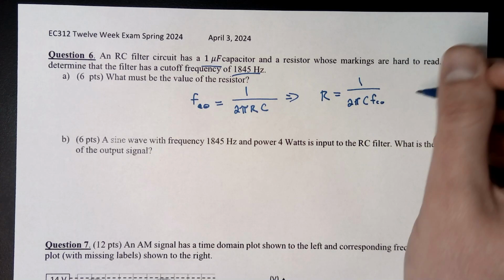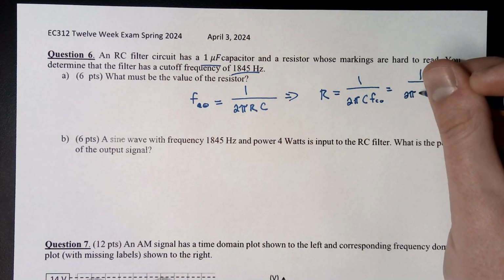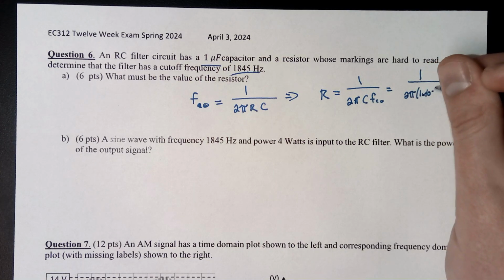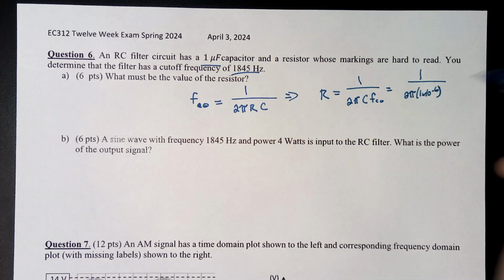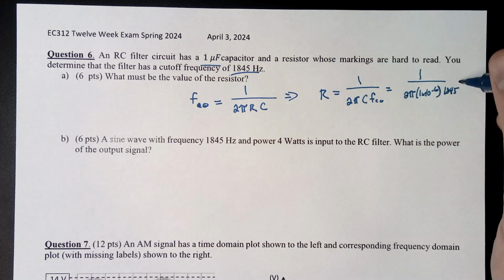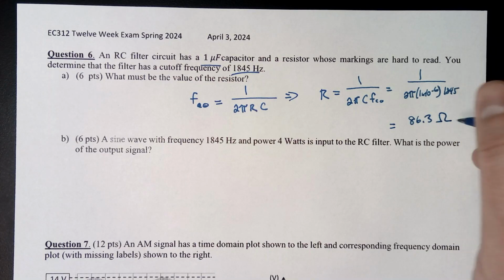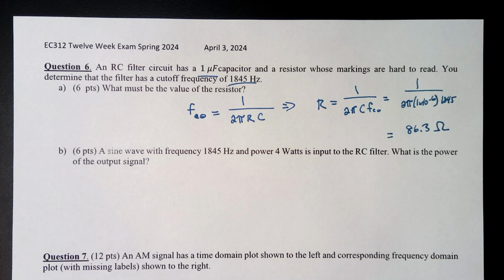C FCO, cutoff frequency, and that's equal to 1 over 2 pi, 1 times 10 to the negative 6. That's coming from our 1 μF. And then 1845 hertz is coming from our cutoff frequency, and that gives us a value of 86.3 ohms. So again, just plug and chug in this case. Make sure you read the problem, identify the components that you need, and then reconfigure the equation correctly and check that your value makes some sense, right? 86.3 ohms is a reasonable value for resistance.